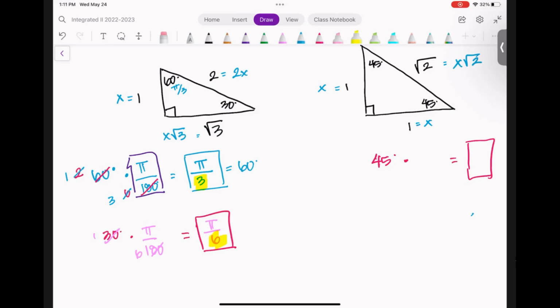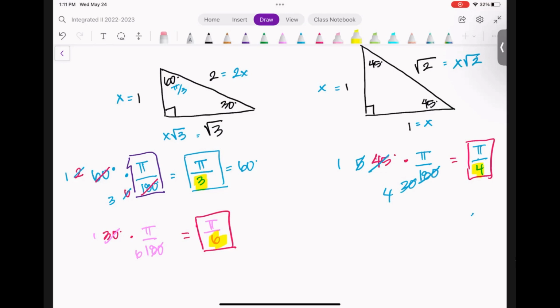And then over here we have 45 times pi over 180. Some of you did 45s, some of you did 5s, some of you did 9s. I think I'll do 9s. So this is 5 9s and 20 9s, and you're like, oh, that's 1 and that's 4. So whenever I see any of these denominators, 3, 6, 4, I know that I'm in these two triangles. Okay.